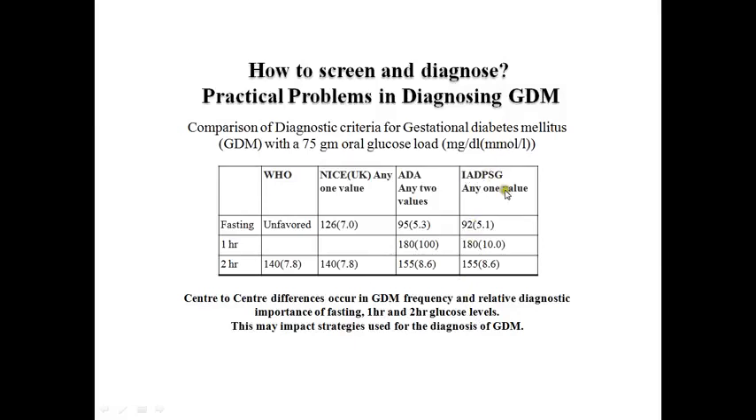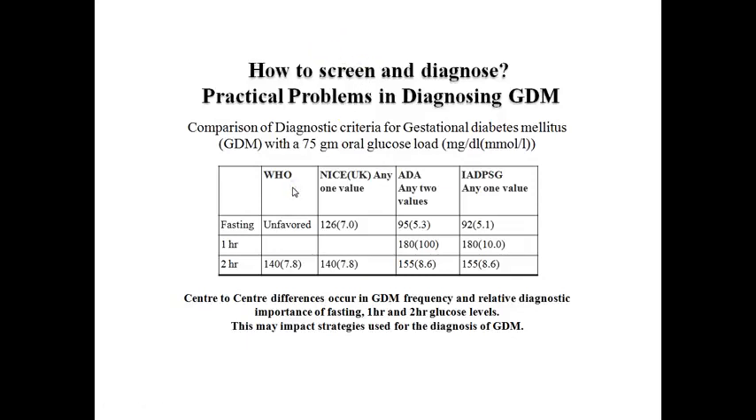If we follow IADPSG, we might be taking a larger number of the female patients, while if we follow NICE, we might be missing a lot of patients who have GDM. So it's a dilemma what to use. We are in Pakistan, we are following the ADA, the American Diabetic Association criteria for screening and diagnosing. When to screen these patients, that is again a dilemma.